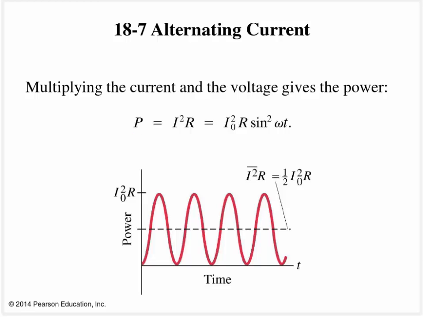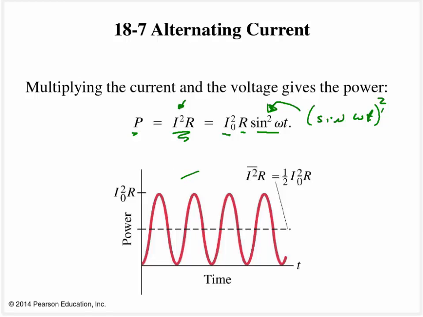If we wanted to talk about power in an AC circuit, well, power is going to be current squared multiplied by resistance. And so if we take that current from the last slide and plug it in right here, we're going to get I naught squared times resistance and then that sine squared. Keep in mind that sine squared omega t is also going to be sine omega t quantity squared, just in case you ever have to plug that into your calculator.